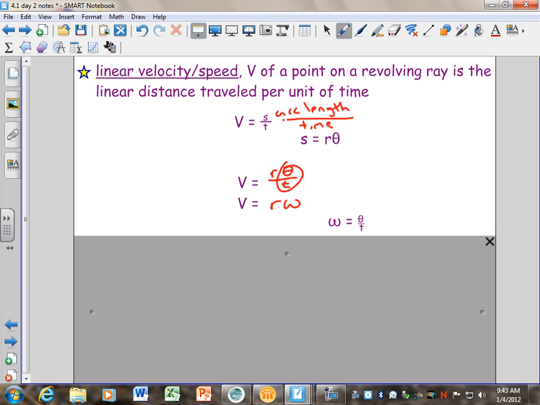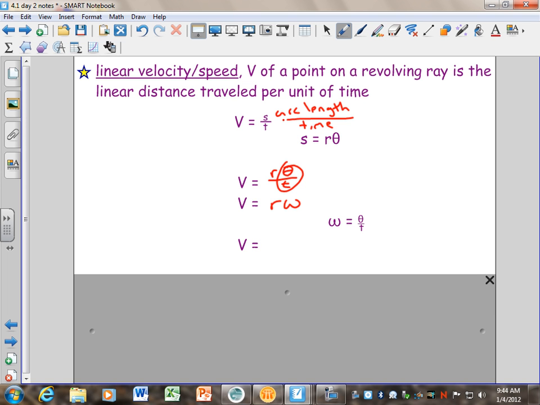Oh, how about that for some fancy substitution? I'm not going to lie, this is usually the formula I write down because I need my radius, I need my theta, and I need my time. But that's just a little way to write it if you want. So it's okay to write either as your formula, or I usually just write it as r times theta over time. Either one of those, because it all means the same thing.